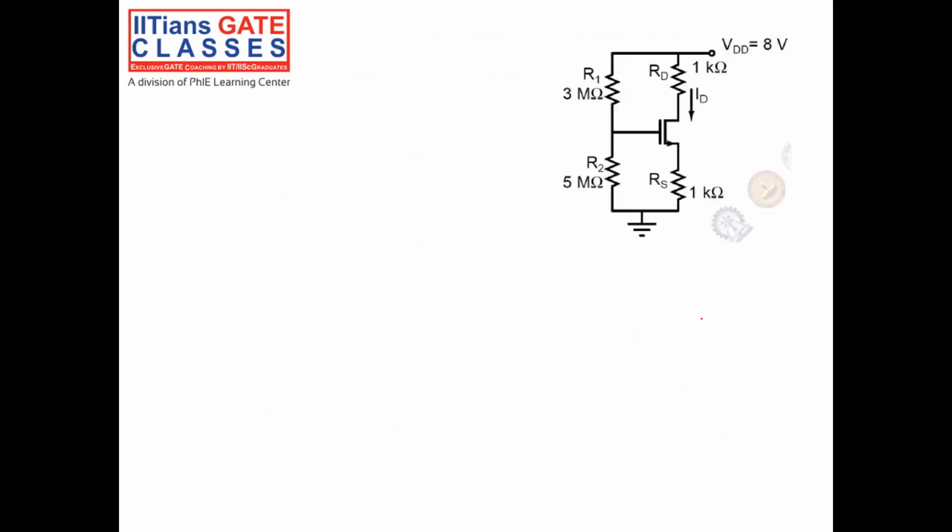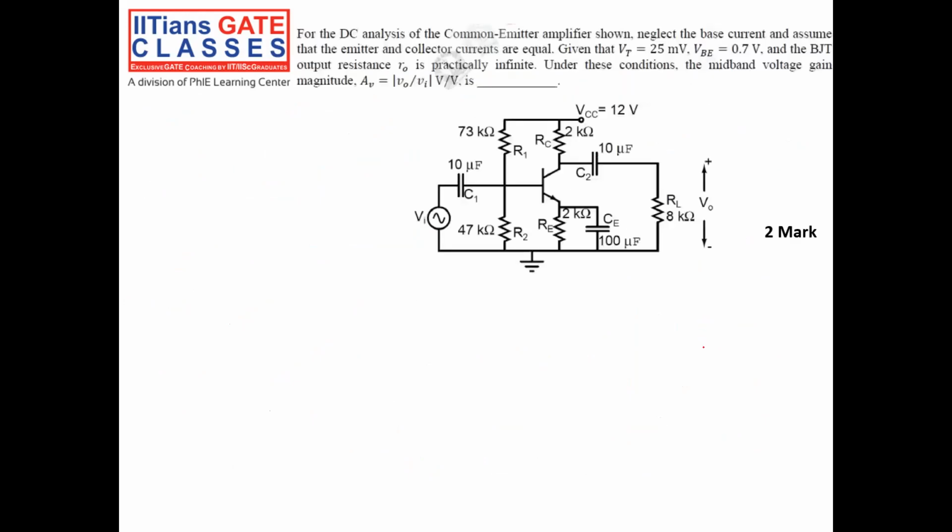Okay, let us see the next question. For the DC analysis of the common emitter amplifier shown in the figure, neglect the base current. So it is telling us IB is very small, so neglected.